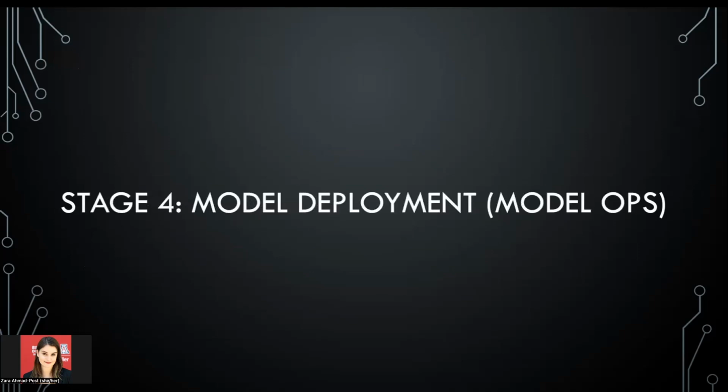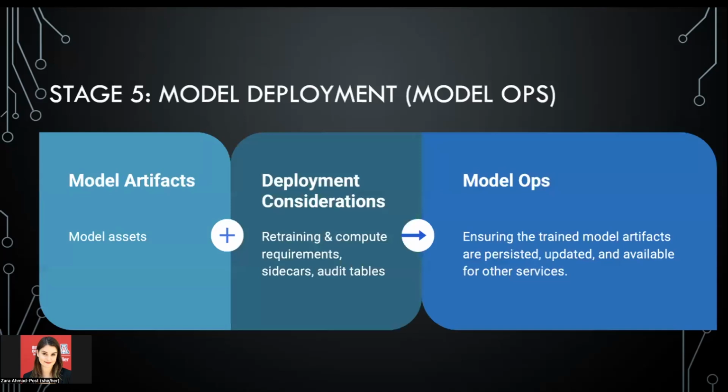Next up, we have our model deployment. Sometimes this is called model ops. So in our model deployment, we're going to have a couple of key things. We're going to have our model artifacts. So that's all of our model's assets. So that could be the model itself. That could be the weights of the model. That could be any kind of sidecar things for our model, so dictionary encoded values, things like that.